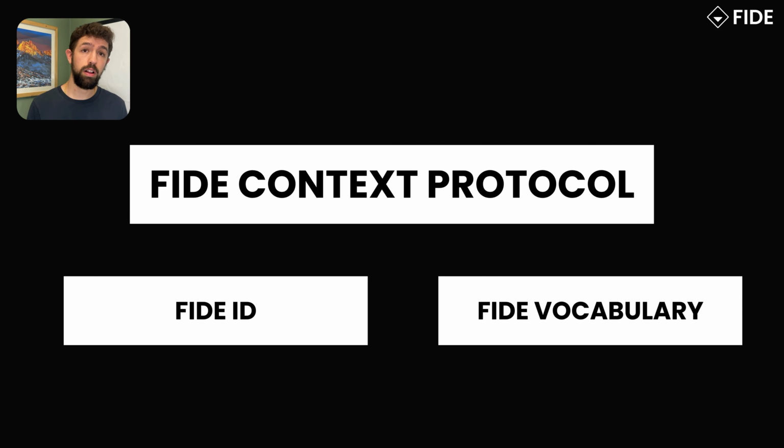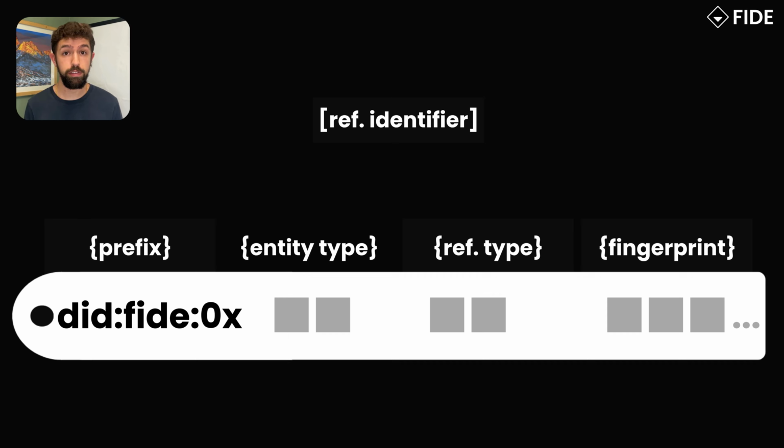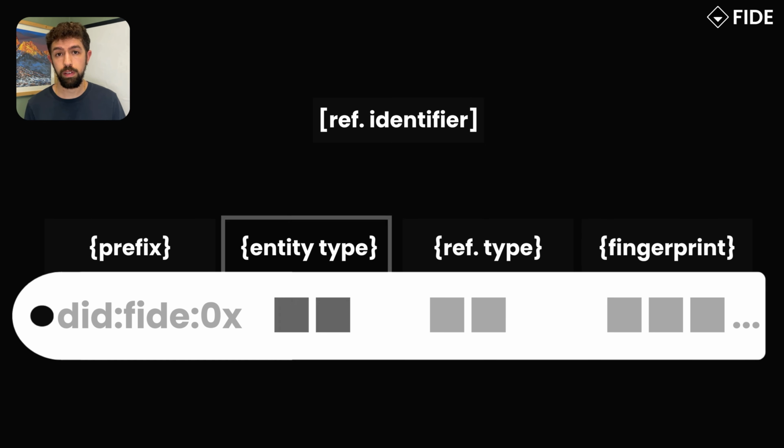Fide context protocol also defines two primitives, both for how we identify entities in the graph and also what types they have. Every entity in the graph has an identifier called a Fide ID. It starts with a prefix saying that it is DID compliant and is internationally recognized. Next is the entity type code. This is a code that tells us what type of entity we're talking about, and we'll give some examples soon.